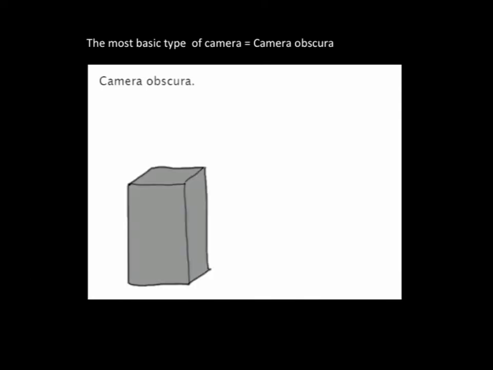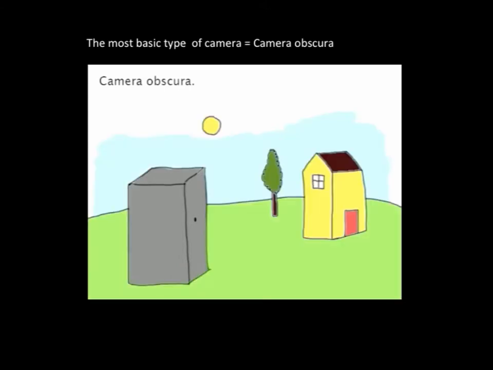So you could create a camera yourself. And oftentimes students do like to do that when they're using 4x5 film, is create their own camera by making a box and putting a hole in it. These are how cameras were invented.